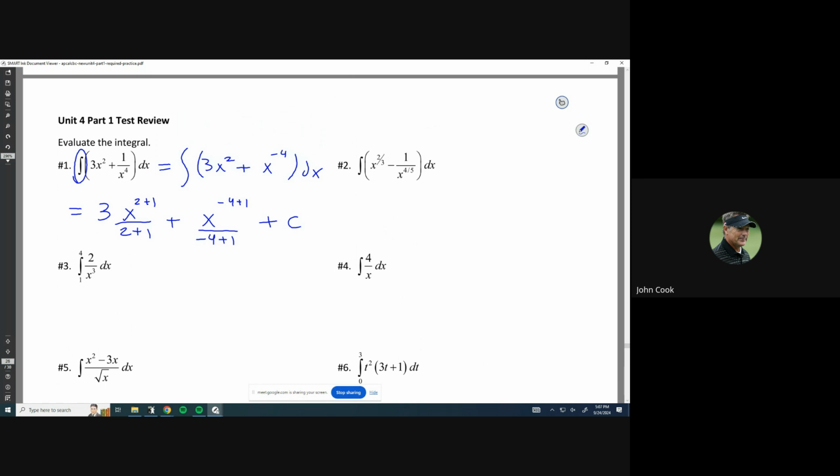Okay, so there you go. There's the integral. You can clean it up a little bit if you want. I don't think that you lose any points if you didn't.